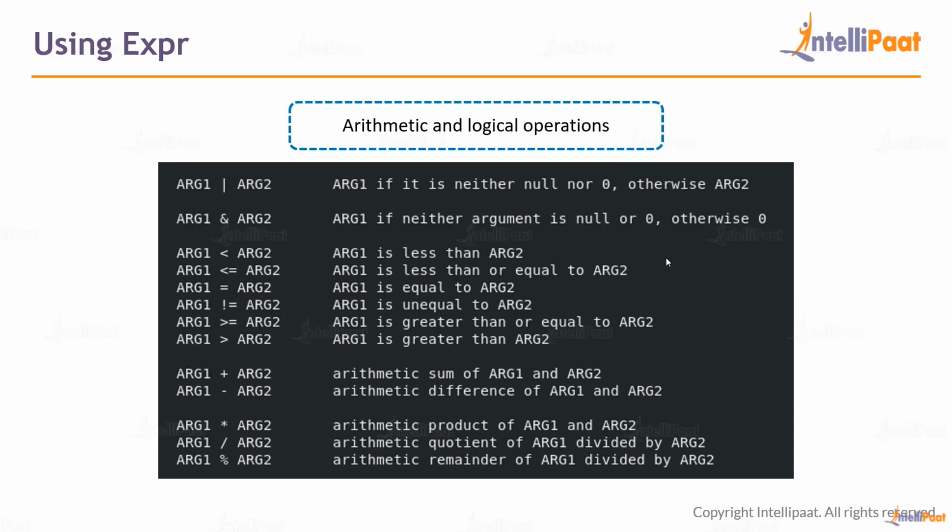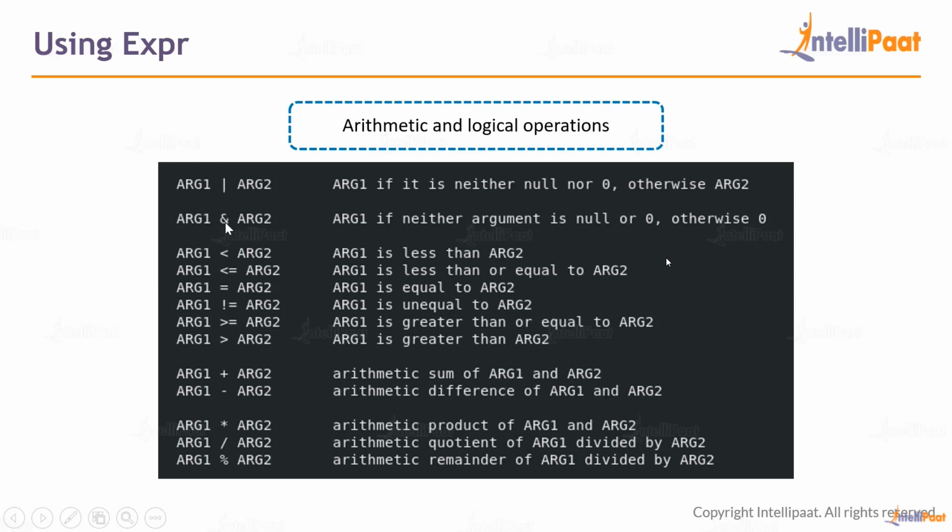These are the operations which expr is capable of. There are still more operations, but these are the most common. You can see argument 1 and argument 2. Argument 1 | argument 2 is basically an OR operation. It shows argument 1 if it is neither null nor 0. If argument 1 is nothing, or if it is 0, then it goes to argument 2.